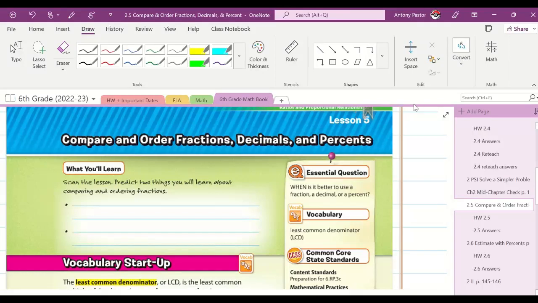Welcome to Math with Mr. P. Today we'll be doing 6th grade math, chapter 2, lesson 5. We'll be comparing and ordering fractions, decimals, and percents.